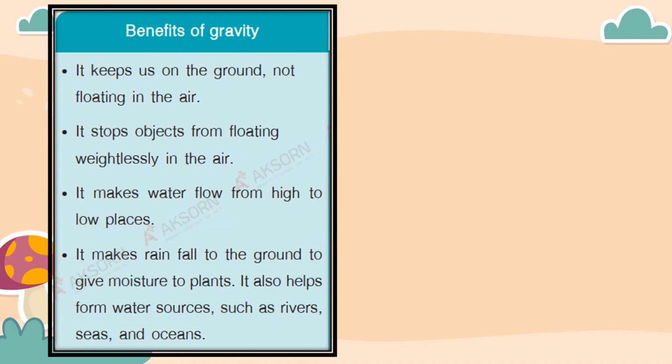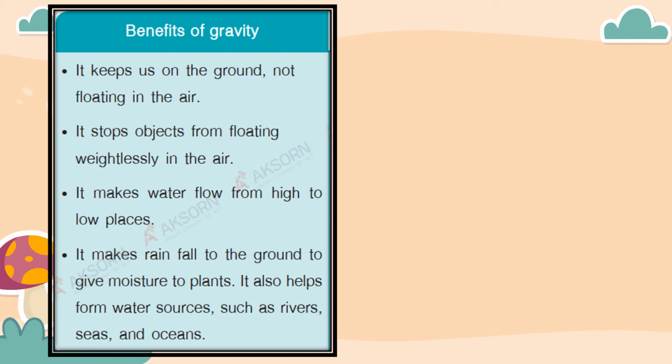What are the benefits of Earth's gravity? The first benefit is it keeps us on the ground, not floating in the air. Next, it stops objects from floating weightlessly in the air. And next, it makes water flow from high to low places. And last, it makes rain fall to the ground to give moisture to plants. It also helps form water sources such as rivers, seas, and oceans.